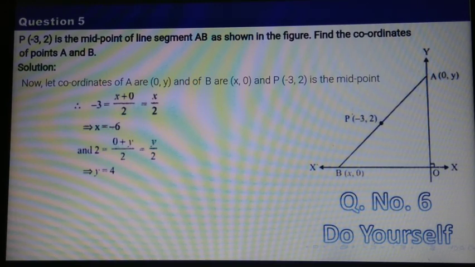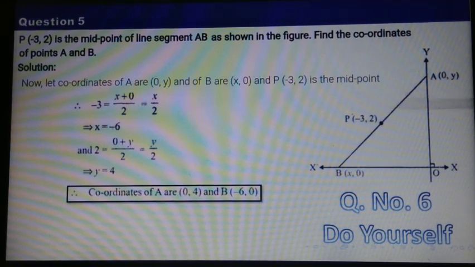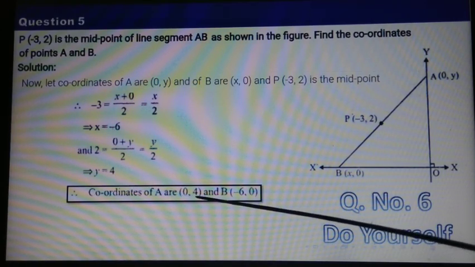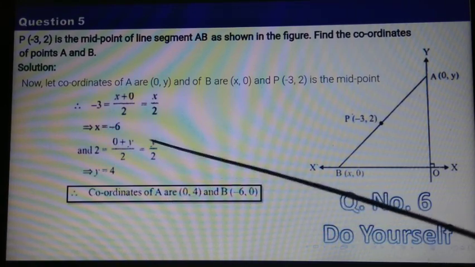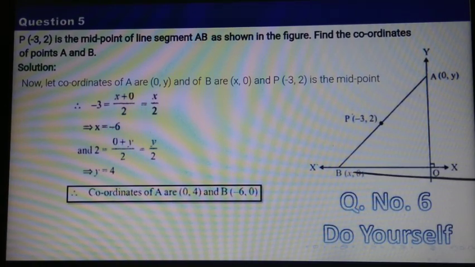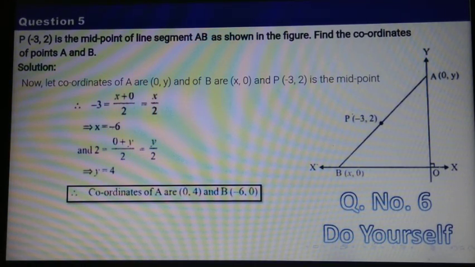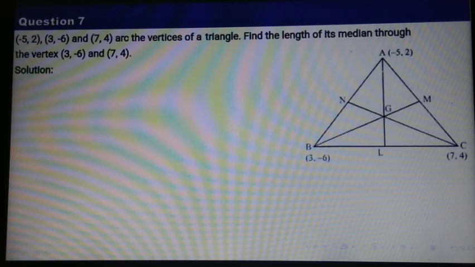Fine. So therefore the coordinates of A, that is 0, y. What is y? y is 4. So that is 0, 4. So this is the coordinate of A, and similarly the coordinate of B will be x, 0. That is x is how much? Minus 6. So that's why the coordinate of B is going to be minus 6, 0. So you may pause the video to note down, and the next question, that's question number 6, you will try by yourself. Let's move on to 7th question.